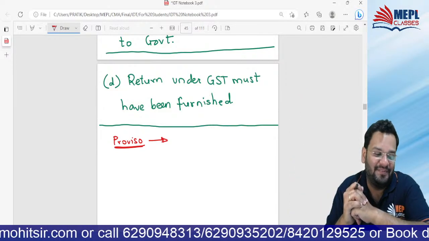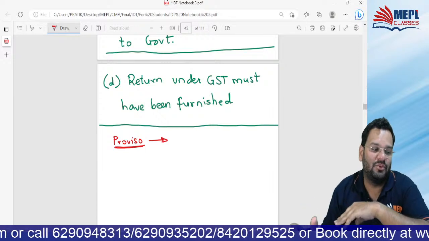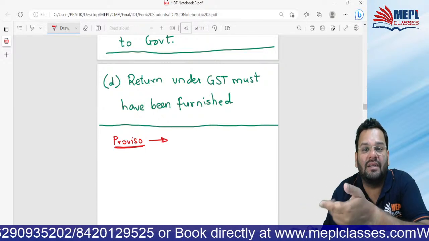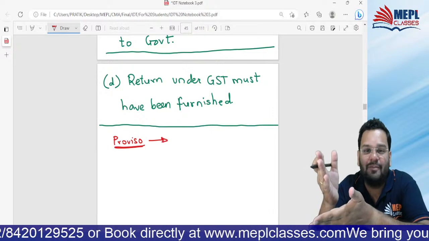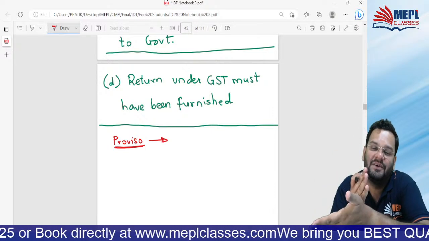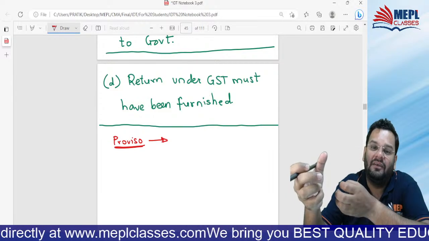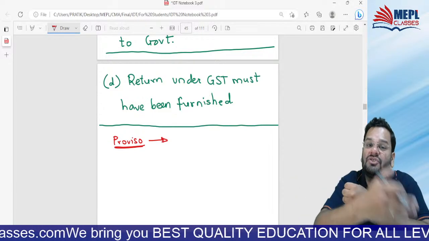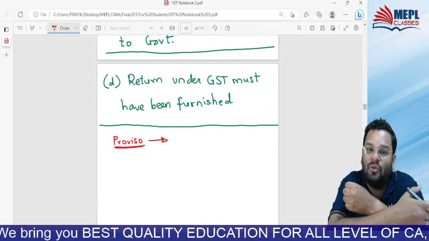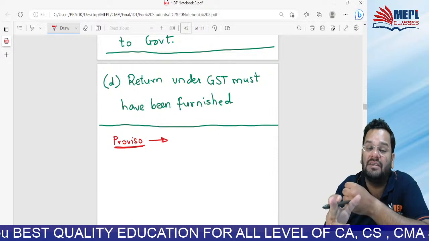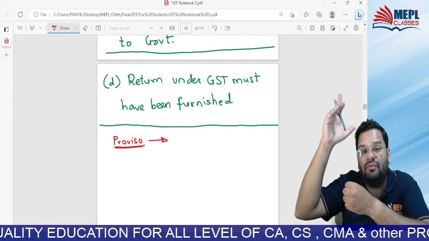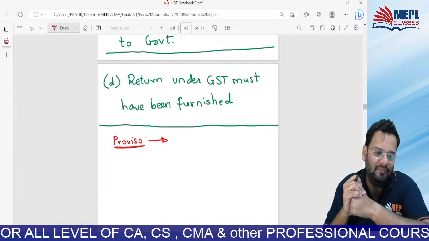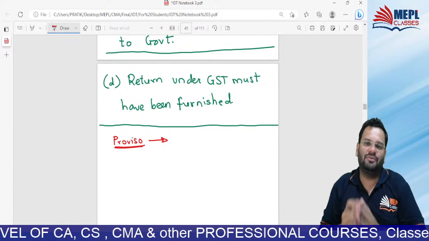Is it clear? So what is the proviso? The proviso is: don't claim your ITC on a proportionate basis. When you are getting inputs in lots or in installments against an invoice, then claim ITC only on receipt of the last lot or last installment. Is the point clear to all of you?